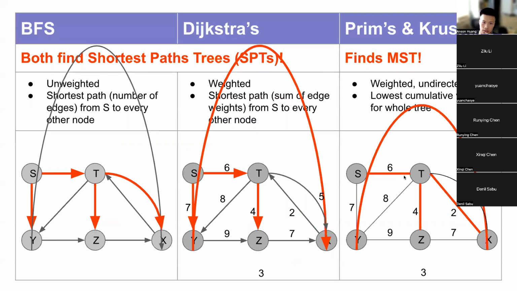All right, cool. So this is the diagram from earlier. Now we're adding Prim's and Kruskal's algorithms. BFS and Dijkstra's find the shortest path trees. Prim's and Kruskal's find the minimum spanning tree. The difference is that things are weighted, undirected, and it gets the lowest cumulative weight for the whole tree in which every single vertex is connected.